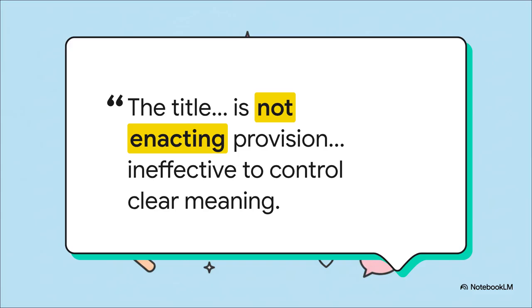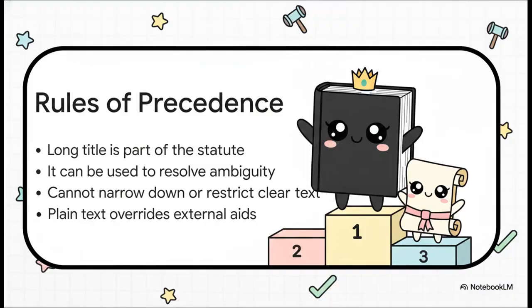something slightly different. To quickly summarize these rules of precedence for you, yes, the long title is a vital part of the statute, and absolutely, courts use it to fill gaps and resolve ambiguity. However, it is fundamentally subordinate to plain, unambiguous language. As Chief Justice Patanjali noted in a famous ruling, internal aids like the long title cannot be used to narrow down or restrict clear operative text. If the text of a section is perfectly precise, the plain text always wins out.